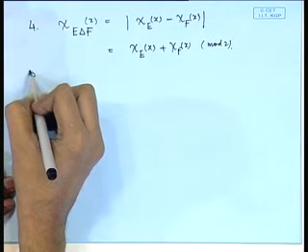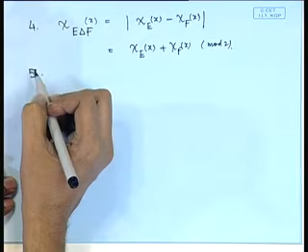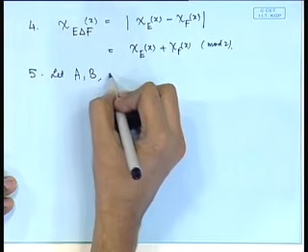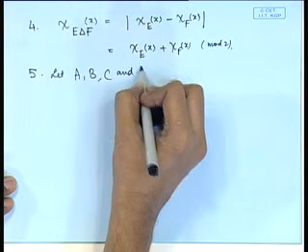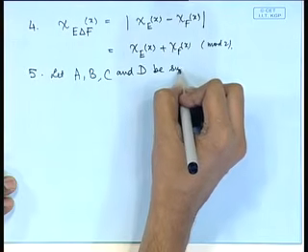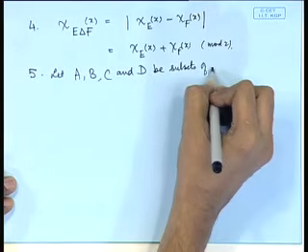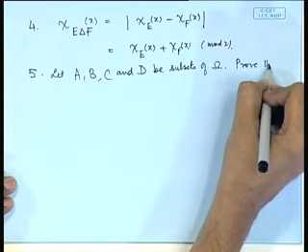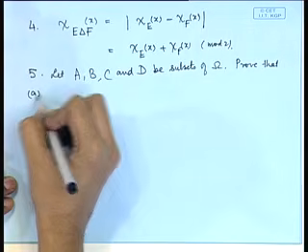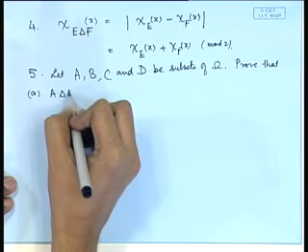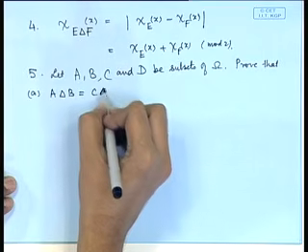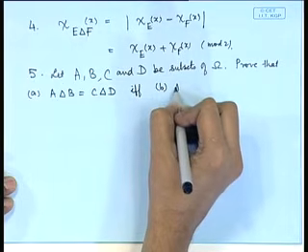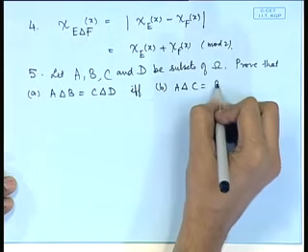An additional exercise in this direction can be that if we consider A, B, C and D, then A delta B is equal to C delta D if and only if A delta C is equal to B delta D.